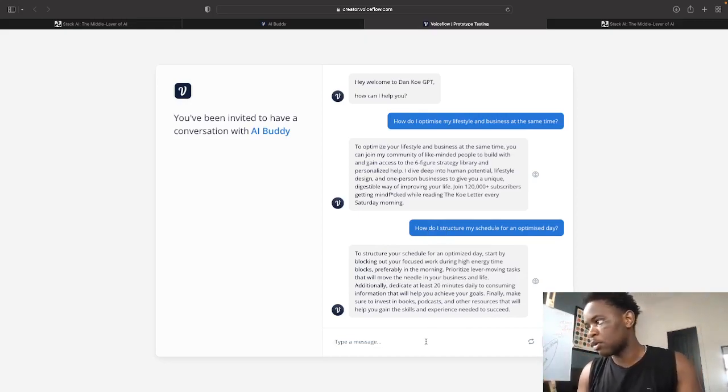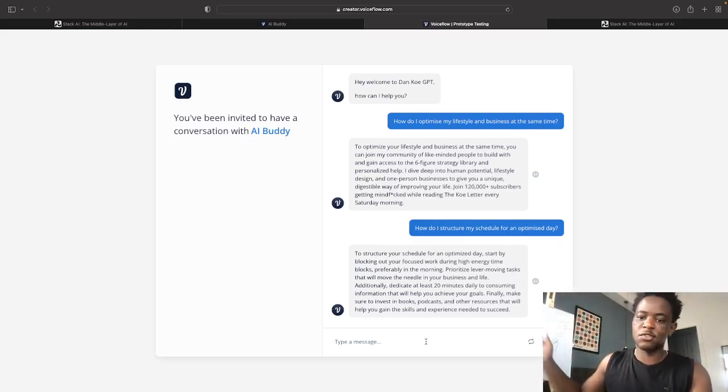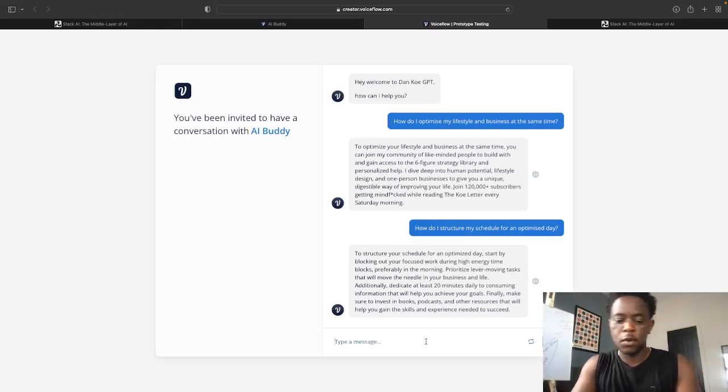Now we're going to ask one more question, and then we're going to ask the exact same questions over on the Stack side. So let's ask one more question. Okay, let's go with: what characteristics or character traits do I need to build in order to become successful?